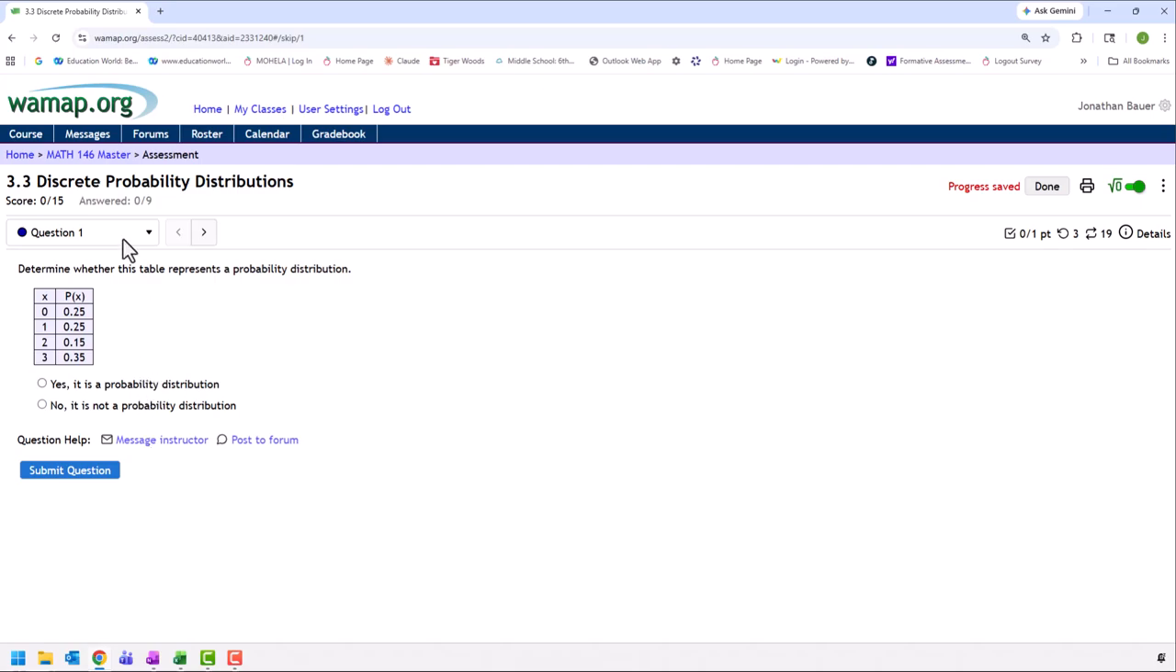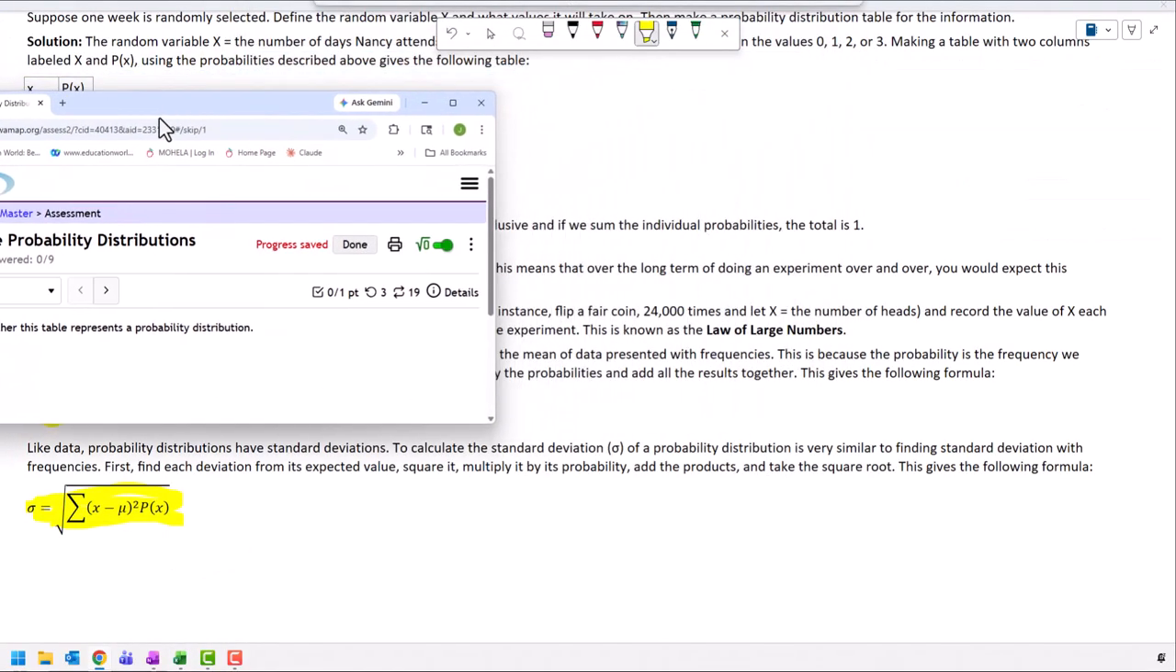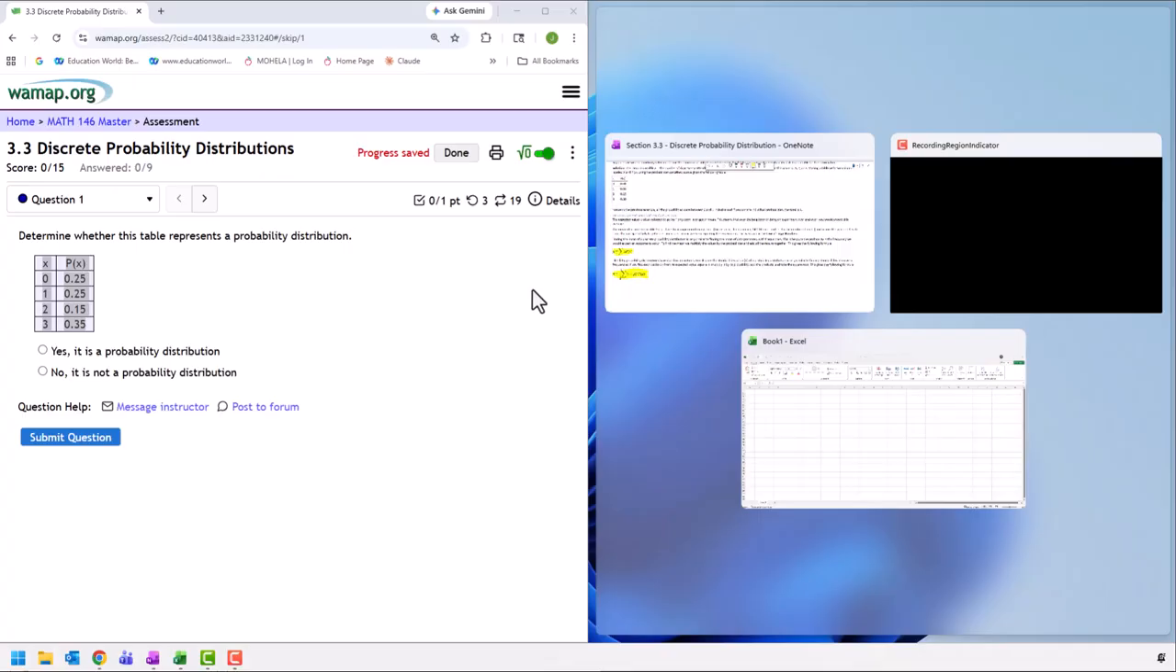So to that end, let's see if we can find some problems to do. So here's a question out of the WAMAP section. Is this a probability distribution? So yes or no. So we have outcomes over here, we have probabilities here, and we could just grab this. So I'll copy it and go to Excel. Maybe I'll set them up side by side.